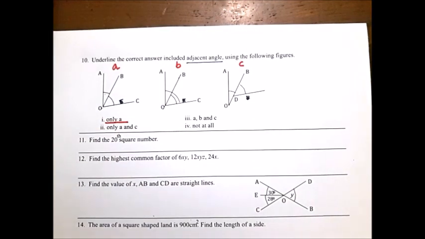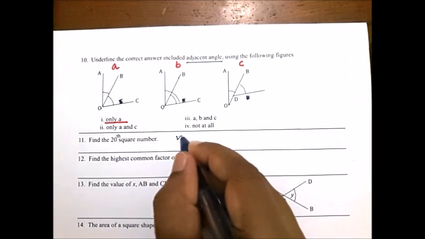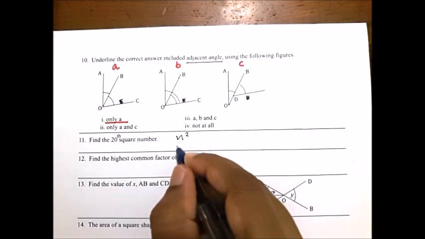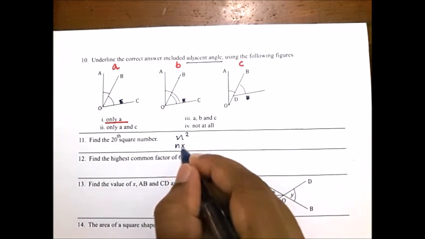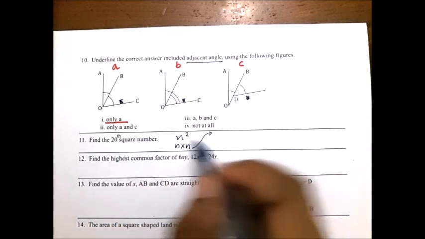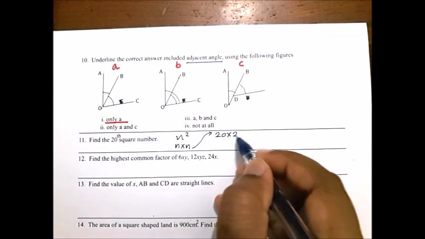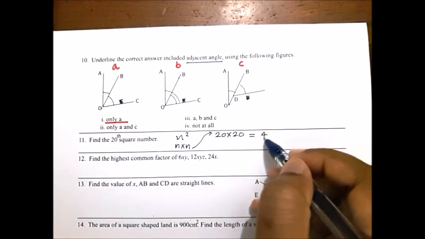11th one, find the 20th square number. The general term of square numbers is n to the power 2. It means n multiplied by n. 20th square number, 20 multiplied by 20, answer is 400.